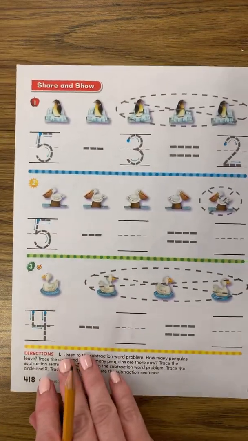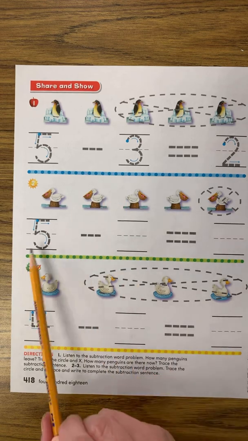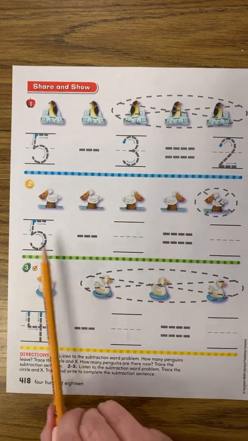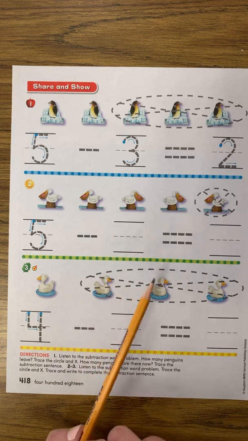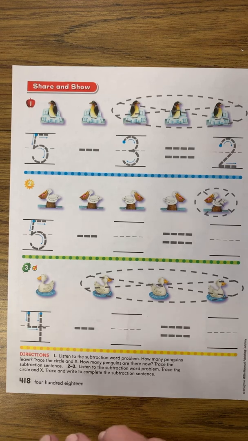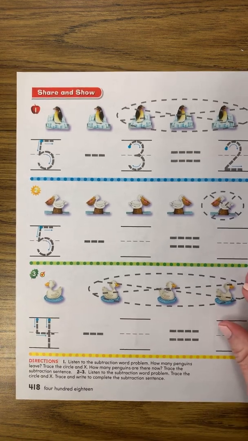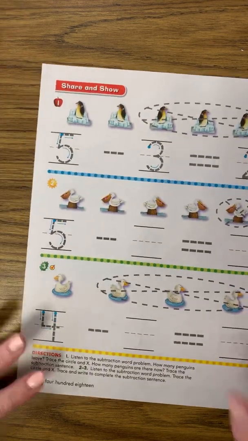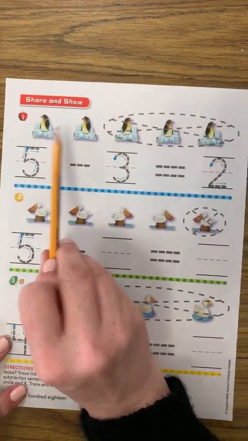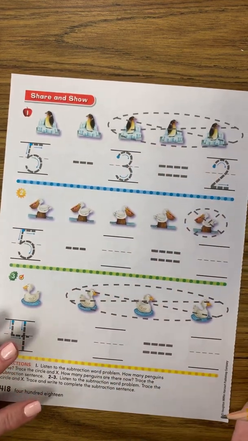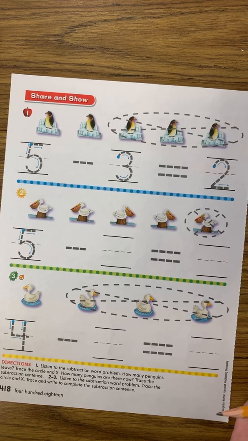On this page, we'll start to notice that they are gonna give us the first number, the set number, but we'll have to write the correct number that leaves the set. So make sure you pay attention to the math problems as I read them. Okay, number 1. There are 5 penguins. 1, 2, 3, 4, 5. There are 5 penguins. 3 penguins leave. How many penguins are there now?